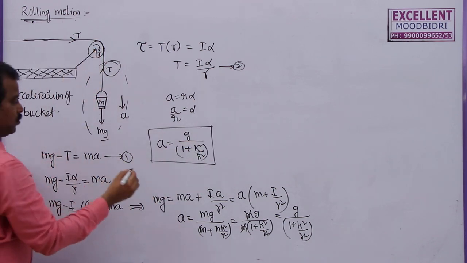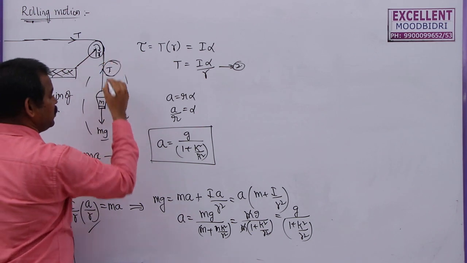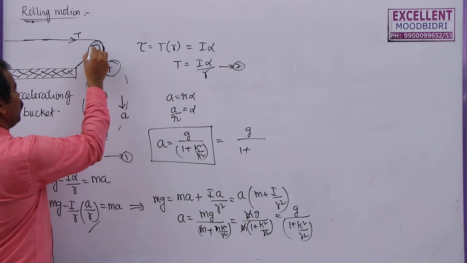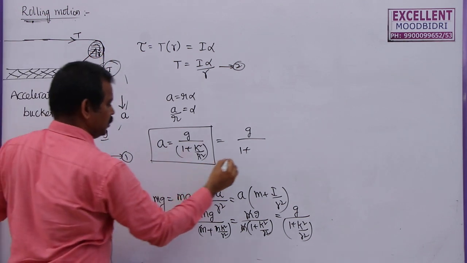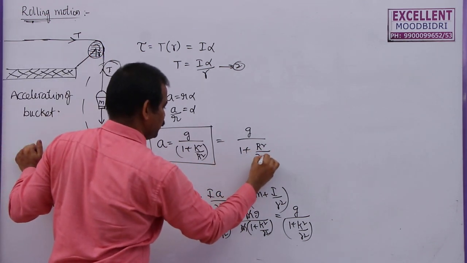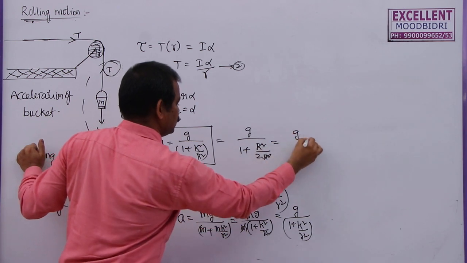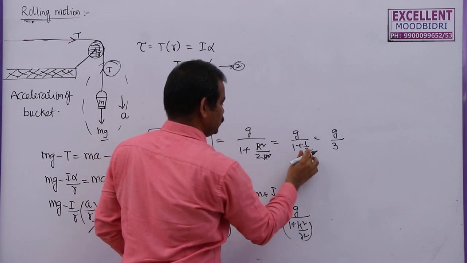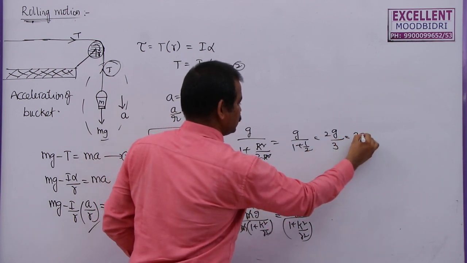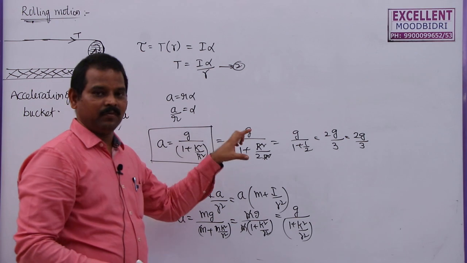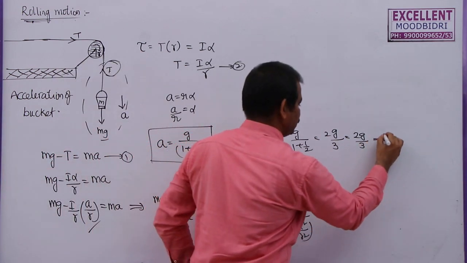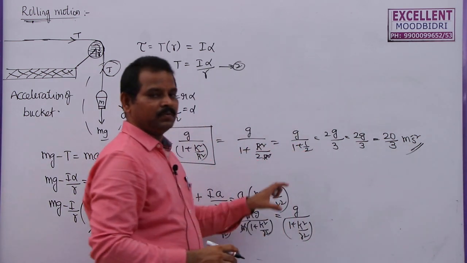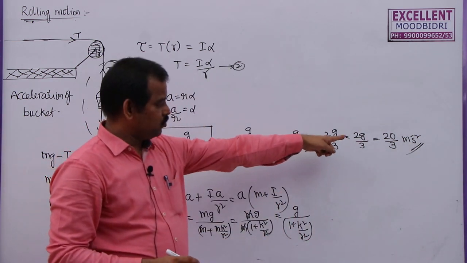As it is a disk, you can write for a disk k square is equal to R square by 2. So g by 1 plus, this pulley is a disk, so k square is equal to R square by 2 by R square, cancel. g by 1 plus 1 by 2. So the answer will be g by, this is 2 plus 1, 3 by 2. So the answer is 2g by 3. Suppose in a problem g is given as 10, you can write this as 20 by 3 meter per second square. Suppose if g is not given, then you have to consider only 9.8.